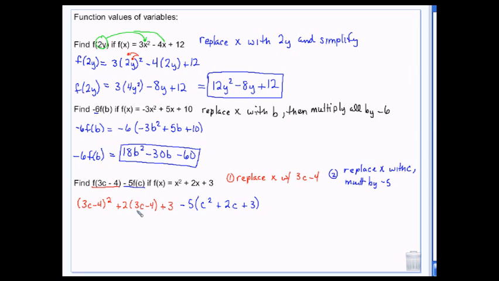2x. So it became 2 times 3c minus 4. Okay, so I have to FOIL this, which I will do up here. So 3c times 3c, which is 9c squared. 3c times 4, so that's negative 12c. And then 16. Sorry, that's a 16. So it's first, outside, inside, last. So I get 9c squared minus 24c plus 16. That's a 16 right there. So that is just this portion.